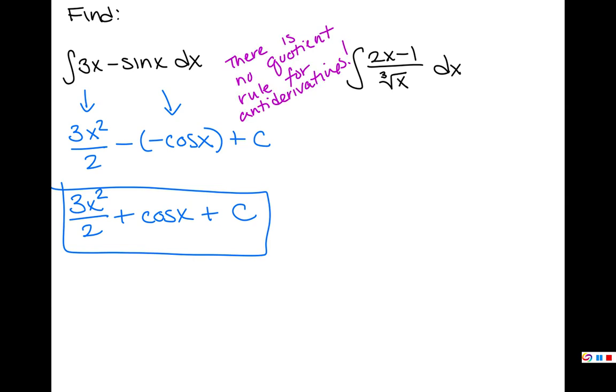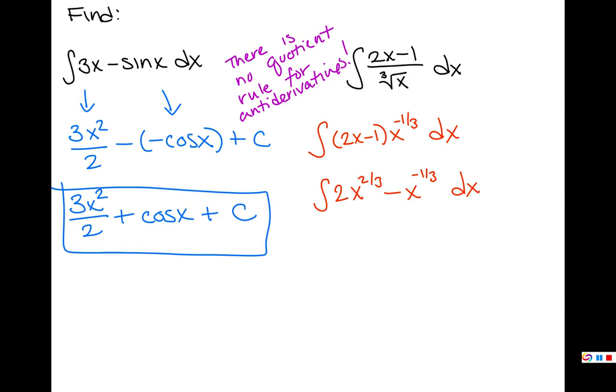All right, so that's what I just said. No quotient rule for antiderivatives. And so how I did this problem is I decided to write that cube root of x as an x to the 1/3, and then I moved it to the top, so it became an x to the negative 1/3. Now I can distribute, and when we multiply, we add the exponents. So 2x to the 1 times x to the negative 1/3. 1 minus 2/3 would be 1/3. And then we have a minus x to the negative 1/3.